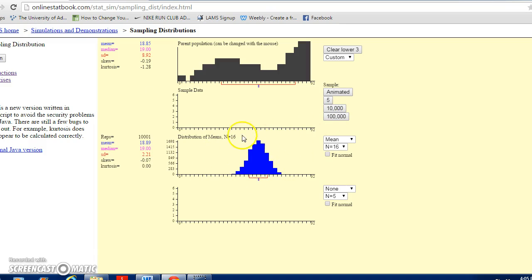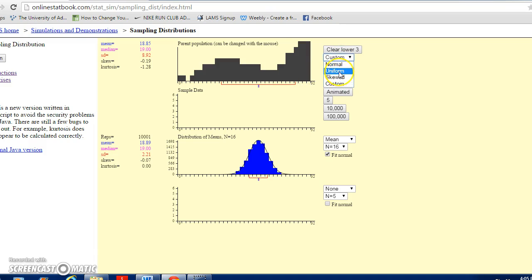And you notice with both when our sample size was 16 and when our sample size is 5, we seem to be getting a distribution that's normally distributed, or approximately normal. So if we fit a normal curve to that, you notice that the histogram represents something that's actually quite normal, whereas our parent population wasn't normal at all.